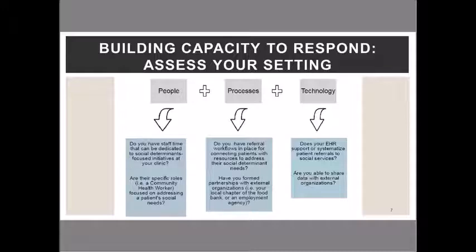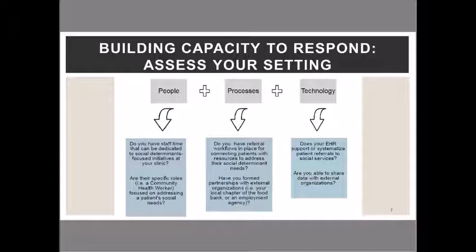The next key topic area is processes. So do you have referral workflows in place at your organization to be able to connect patients with resources, again, whether in-house or through community partners? Have you formed partnerships with external organizations? So you may have local food banks in your community, you may have an employment agency in your community. Have you really started to form those partnerships with those in your community to be able to then make those referrals? And then finally, it's important to think about the technological capacity at your organization.